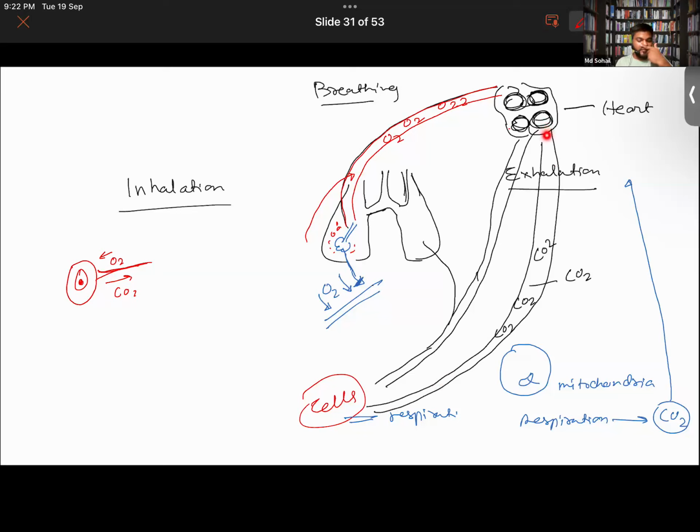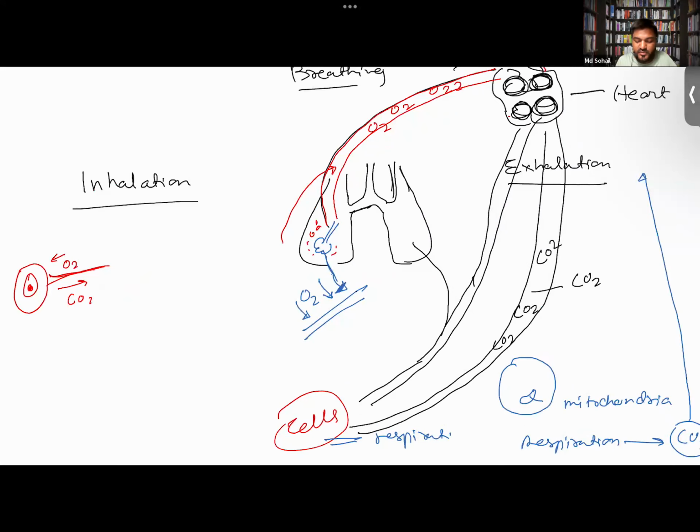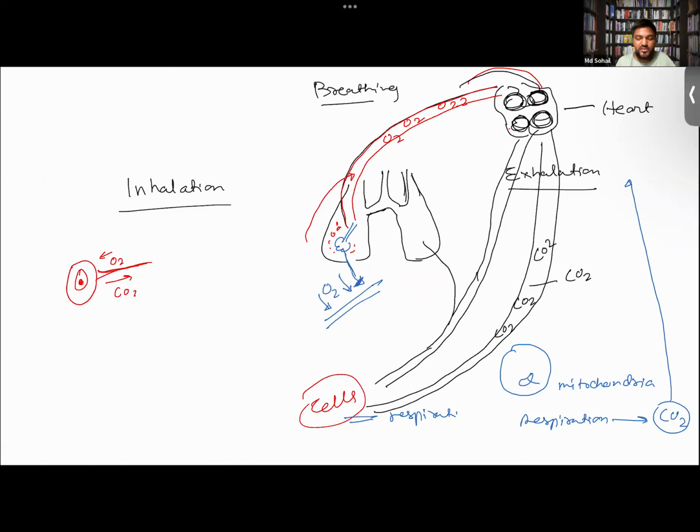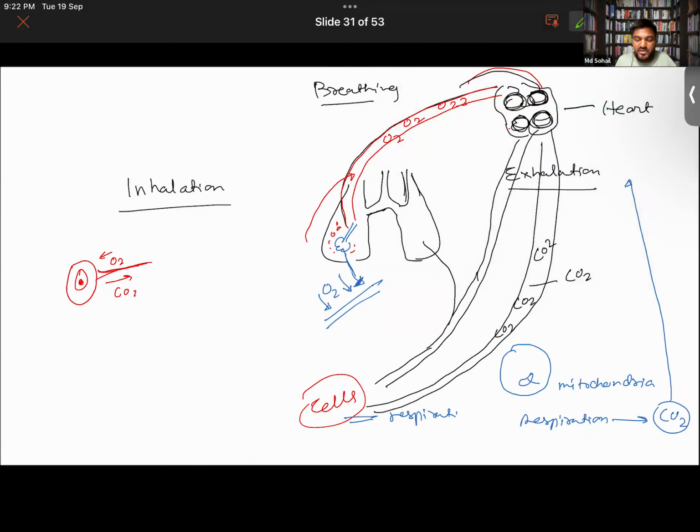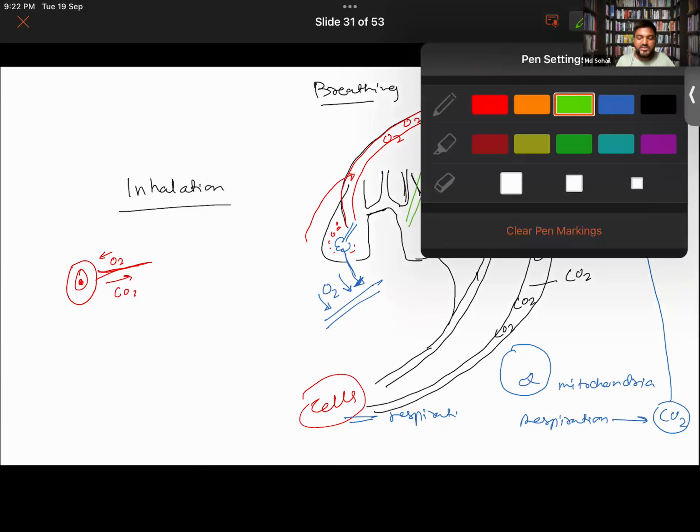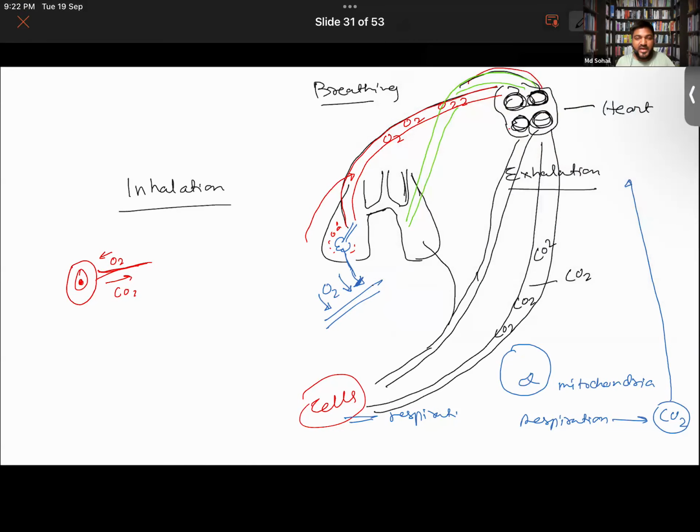Which chamber? We are not getting into that depth right now. There are four chambers, and in which chamber which vein goes, we are not going into that. Now this carbon dioxide-rich blood, when it reaches the heart, goes via another chamber, let's say this upper chamber you are seeing here. Then it will again go to the lungs, and the vein carrying this blood is rich in carbon dioxide now.